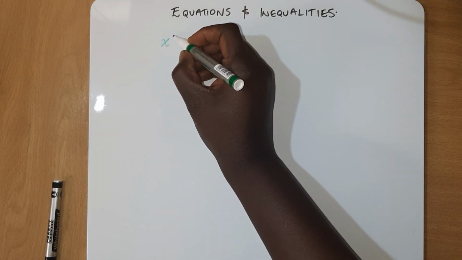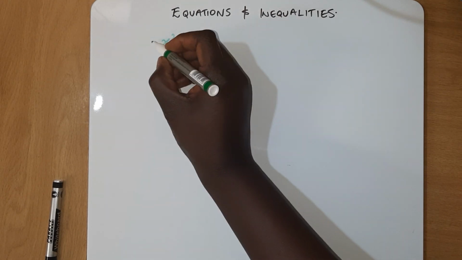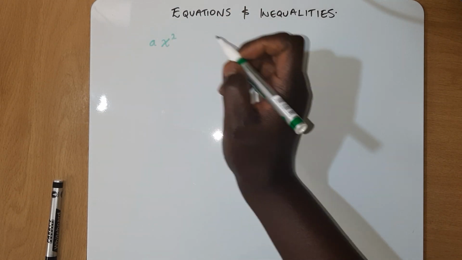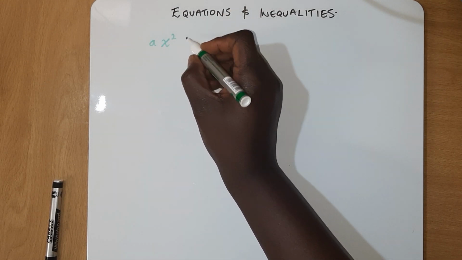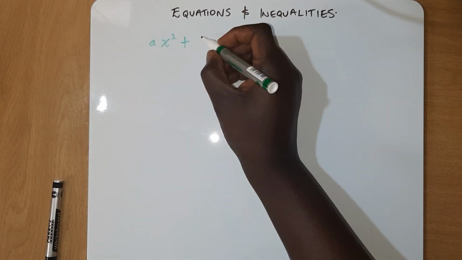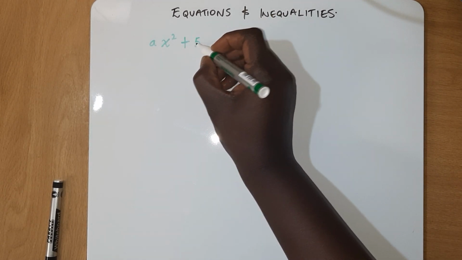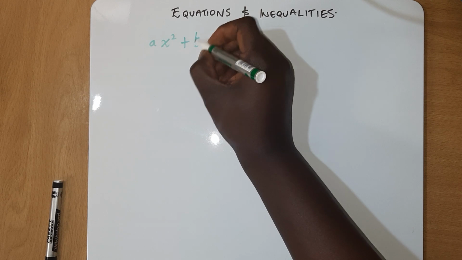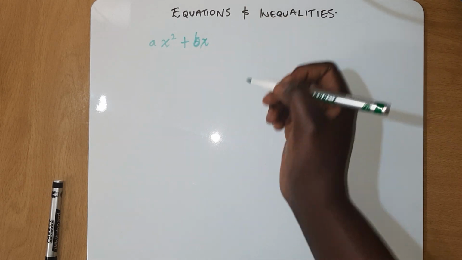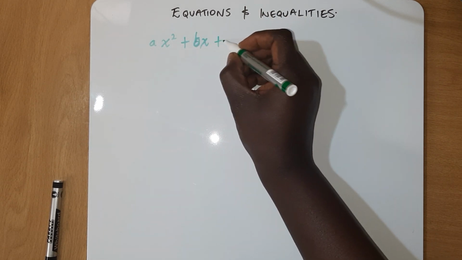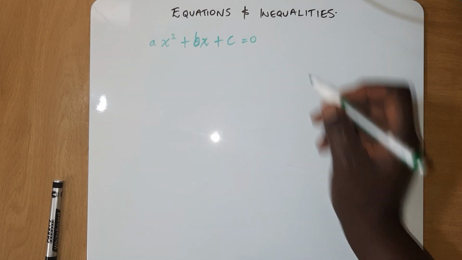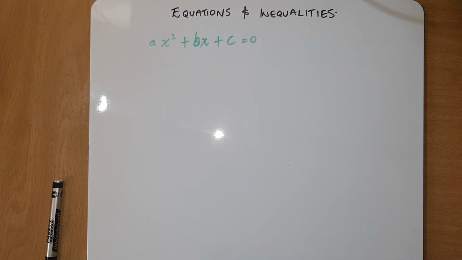The highest power is to the power 2. So we have ax squared, with coefficient a, plus bx plus c equals 0. So this is how a quadratic equation looks.